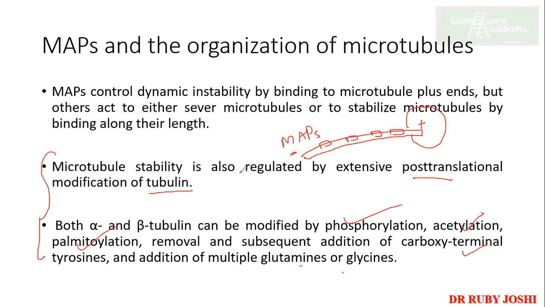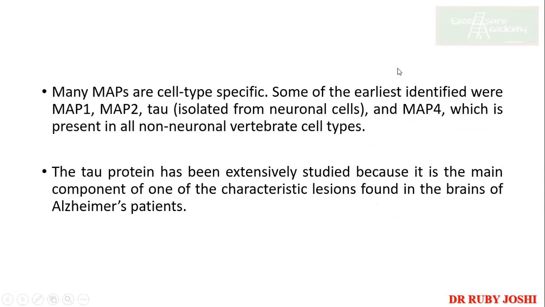So what we are saying is MAPs are helping in stabilizing the microtubule. Okay, now this stabilization can be regulated by post-translational modification. What kind? Phosphorylation, acetylation, palmitylation, or removal of C-terminal tyrosine or glutamine glycine. Okay, so these are the types of post-translational modification which are going to help in stabilizing your microtubule formation. Now, there are different types of MAPs present depending on the cells. For example, MAP1, MAP2, then tau protein.